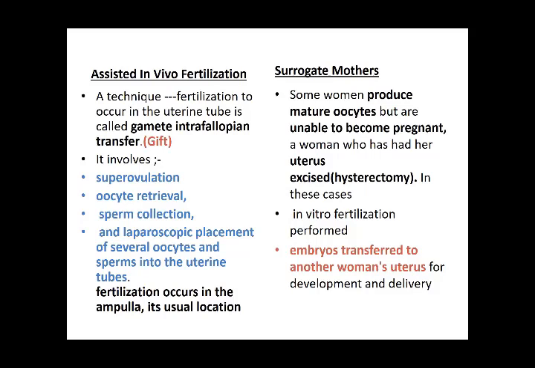Then there's something called a surrogate mother, for a mother who doesn't have a uterus, or whose uterus is not normal. She needs somebody to carry the baby for 9 months. So fertilization occurs, and then the fertilized embryo is transferred into some other mother's uterus, and she carries the baby for 9 months, and when the baby is born, it is handed over to the original mother. That woman who is carrying somebody's baby is called a surrogate mother. The original mother produces mature oocytes but is unable to become pregnant because her uterus has been excised. So in that case, embryos are transferred to another uterus for development and delivery.